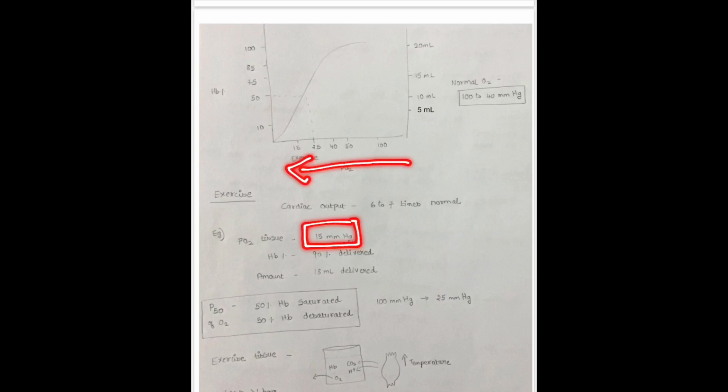So here you will have a decreased partial pressure of oxygen, 15 millimeter of mercury. So what will be the hemoglobin percentage saturation? It is 10. So what do you mean by this? 100 minus 10 is 90. 90% of blood is delivered to the tissue. So this one corresponds to here, let's say 2 ml. So 20 minus 2, 18 ml of oxygen content is delivered to the tissues and the remaining 2 ml is in the blood.